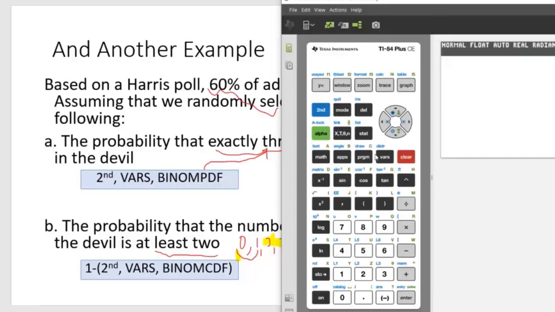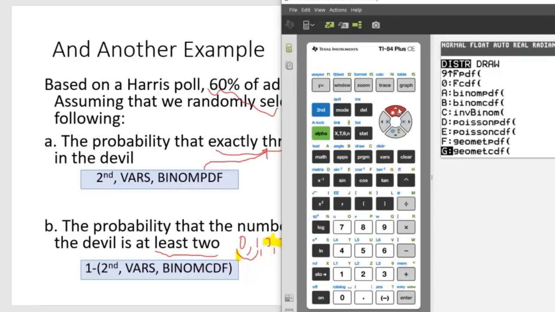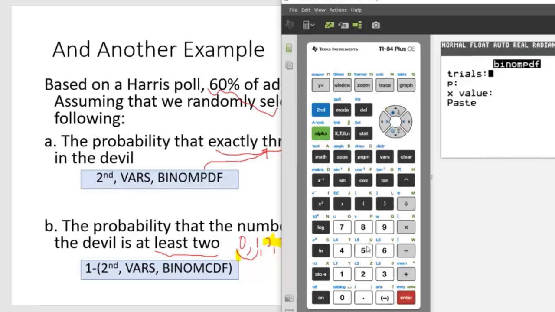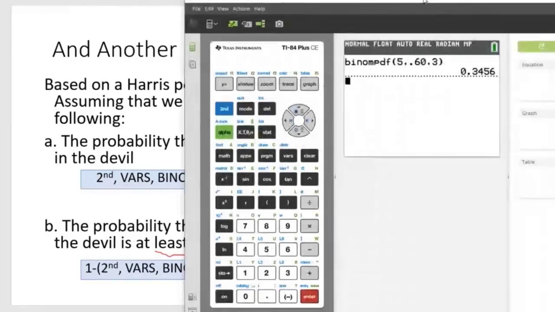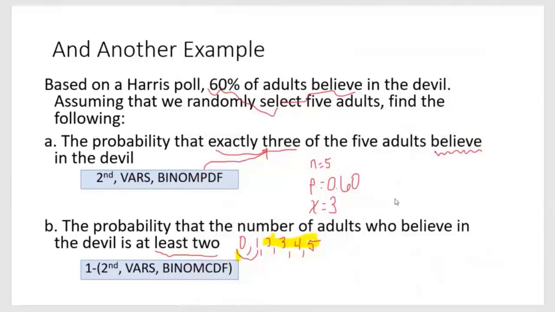Probability is exactly 3. You get to this under your distribution, so second VARS. You can go up or down. I think it's slightly shorter, but no big deal to go up. Since it's exactly 3, that's a particular value. I choose the PDF. I'm going to ask 5 adults. The probability that they believe in the devil is 60%. And I'm looking for exactly 3. So my answer is approximately 0.346.